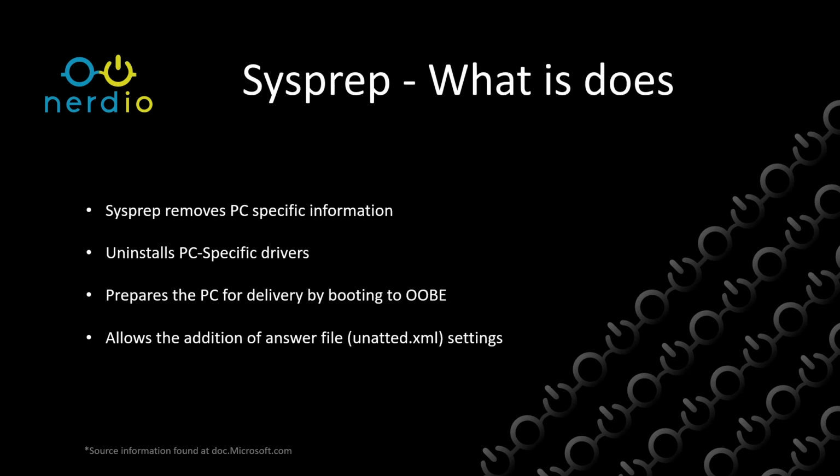Sysprep then prepares the drive for delivery to the customer or destination PC, or in our case, the destination virtual machine, by setting the PC to boot in OOBE, or out-of-box experience. And the final thing that Sysprep does is allow the addition of answer file settings to be configured on the Sysprepped image. The benefit of this is that it allows you to modify the Windows settings on your image during setup. With this, you can also create settings to trigger scripts that run after specific events occur.